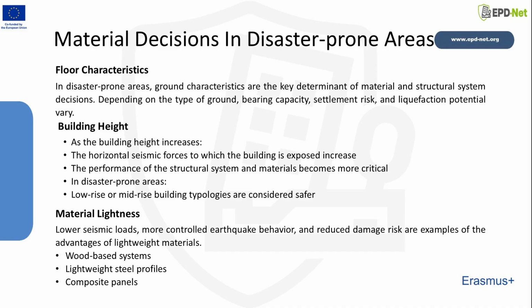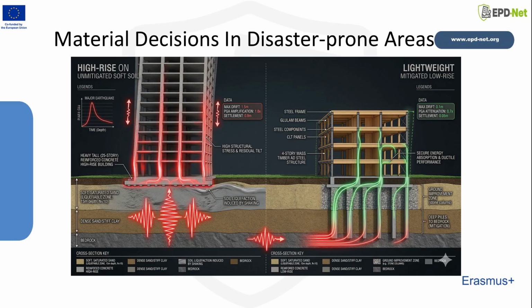Material lightness becomes a strategic advantage. Lightweight materials reduce seismic load and improve structural control. Examples include wood-based systems, lightweight steel frames, composite panels. Wood, in particular, has gained renewed interest in earthquake engineering due to its favorable strength-to-weight ratio and natural flexibility. Composite materials combine structural efficiency with reduced mass. They are often used in facade systems and prefabricated panels.